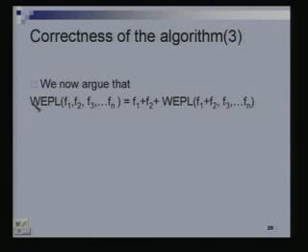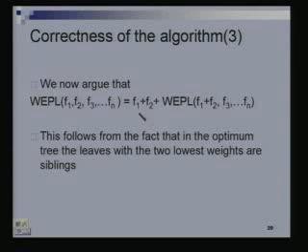What we'll argue is that the best solution for f1 through fn equals f1 plus f2 plus exactly this quantity that our algorithm had computed. We'll argue this now. Right? That this quantity that our algorithm has computed is actually the best, is the minimum weighted external path length when your weights were f1 through fn. Is this understood? Now we have to argue this, so how will we argue it?